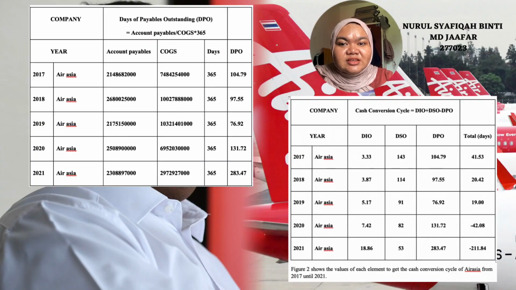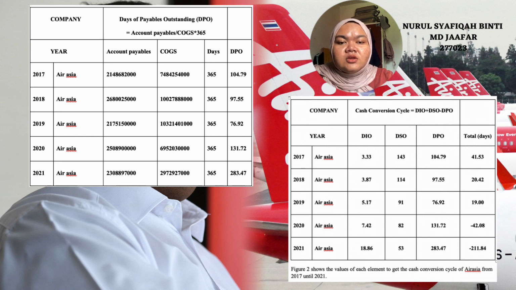For the next part, which is DPO, that means days payable outstanding, we get from the account payable divided by COGS and multiplied by 365 days. So for 2017, we got 104.79. 2018, we got 97.55. 2019 is 76.92. 2020, 131.72. 2021, 283.47.